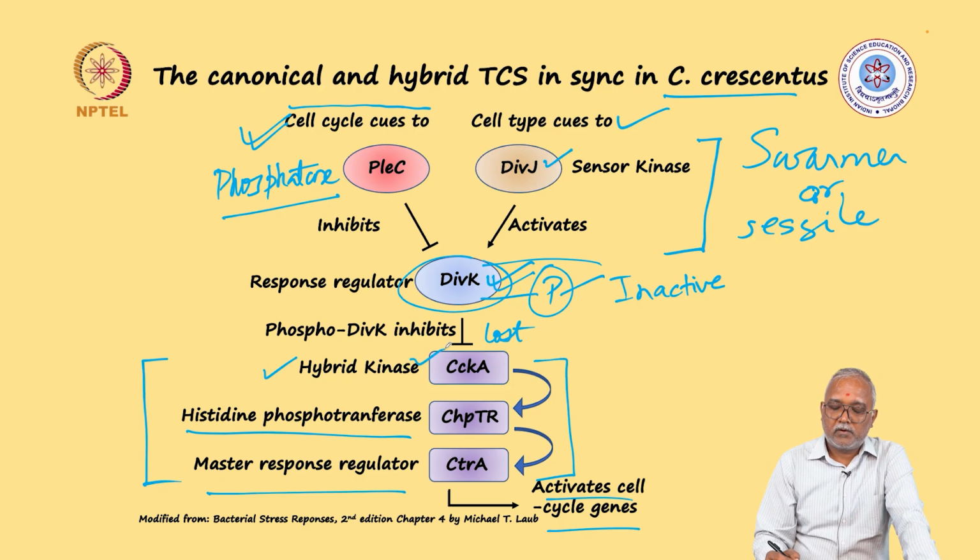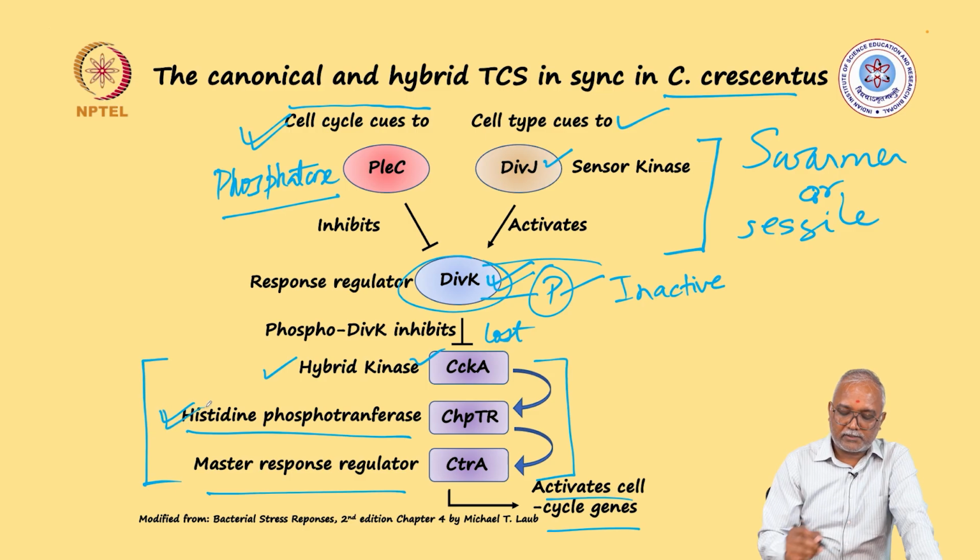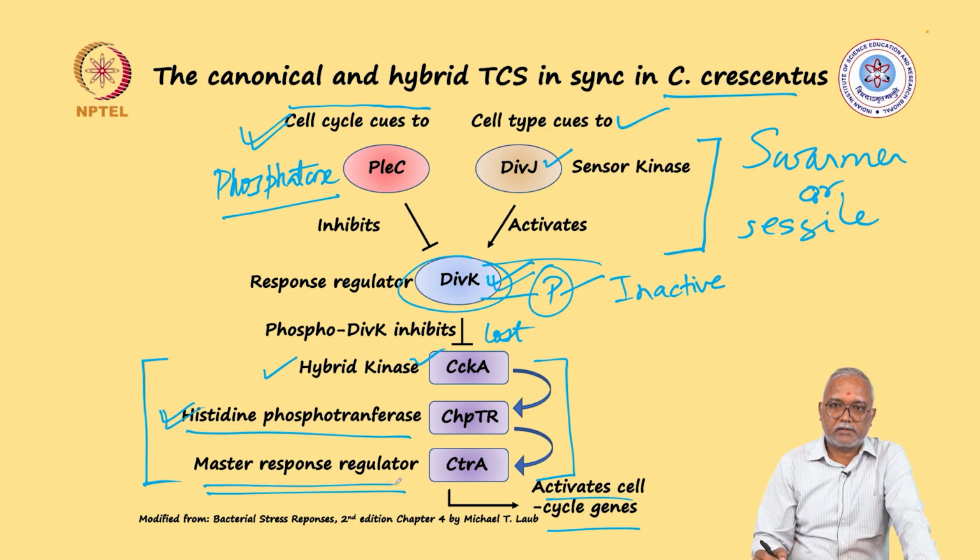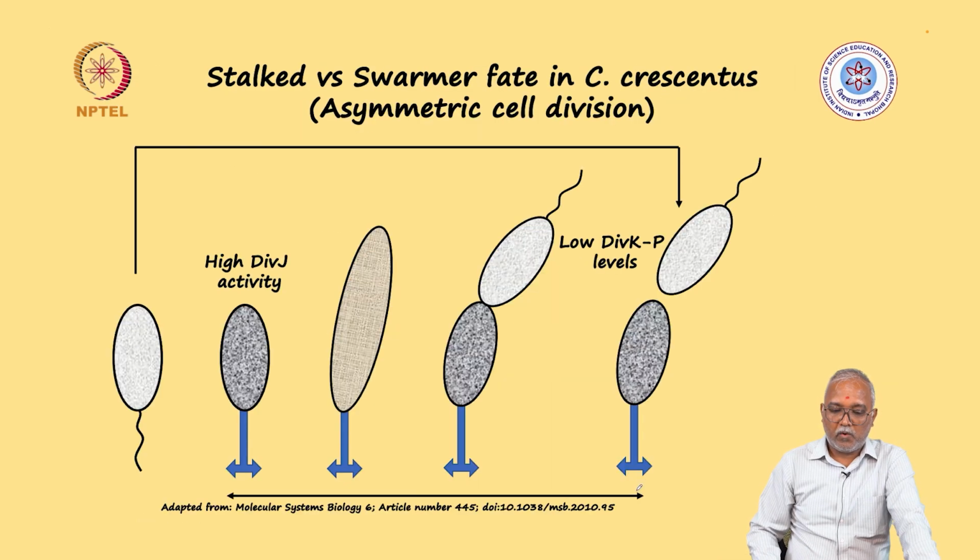So when this kinase is activated by a phosphorylation event, which involves its own set of mechanism, it will need the histidine phosphotransferase because it is a hybrid type of kinase. Now this histidine phosphotransferase will transfer the phosphate group to the master response regulator, and this will serve to activate cell cycle genes. Basically, it will have transcription factor kind of activity to induce the cell cycle genes. So let's see what all is going on in this scenario.